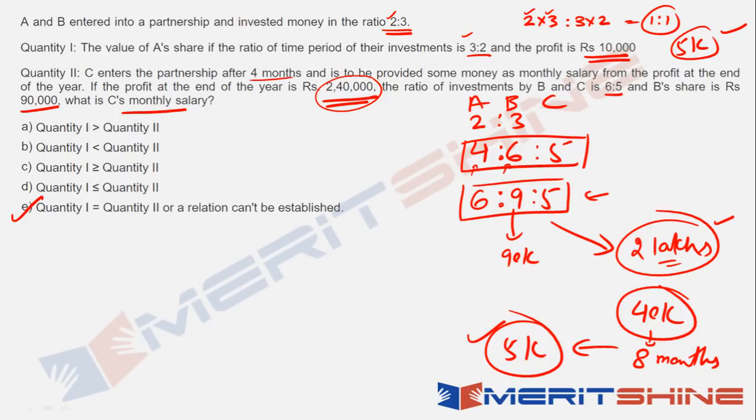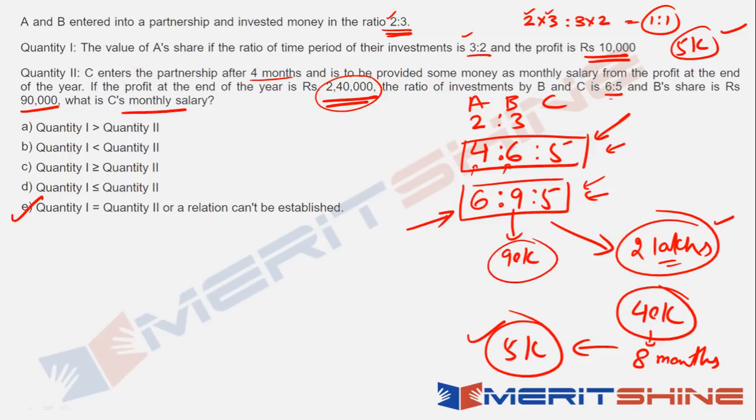There was nothing here. Quantity 1 was very simple. Quantity 2, you have to do some bit of manipulation here, but if you can think like this directly, it would become much easier. There was nothing in it. Ratio of AB was given, ratio of BC was given, we get 465. A and B were invested for 12 months, C was invested for just 8 months. So, accordingly, we manipulate and arrive at this 6:9:5.